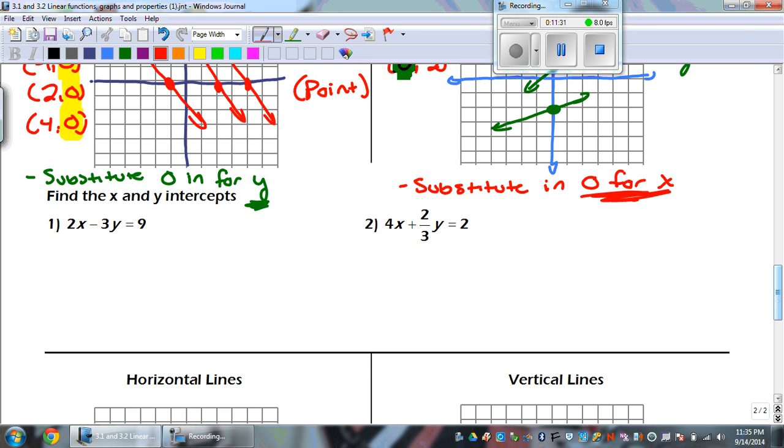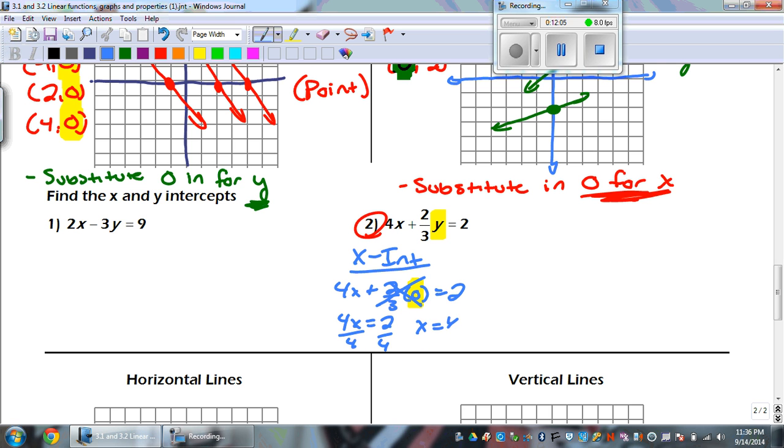Alright, so let me show you a number 2. Let's do that one. Okay, so if I'm finding an x-intercept, let me do that one first. An x-intercept, we are supposed to put in 0 for y. So this would be 4x plus 2/3 times 0 equals 2. So all I did, I took y and I put in 0. Now, 0 times anything is 0, so these are just gone. So you're left with 4x equals 2. And when you divide by 4 on both sides, you get x equals 1/2.